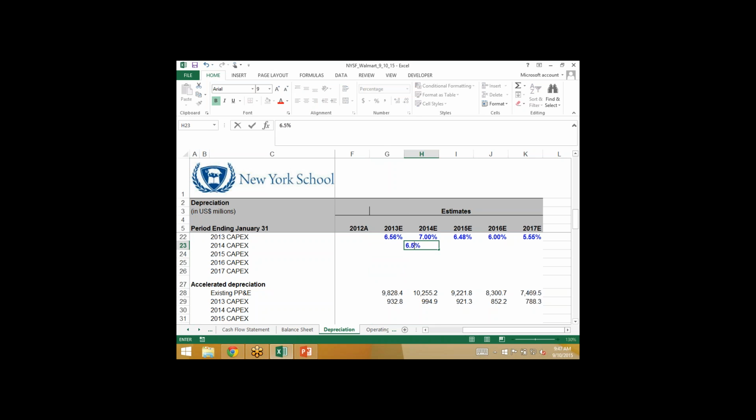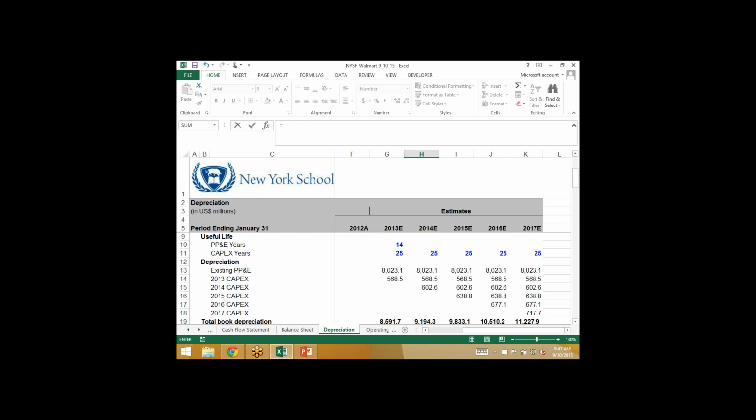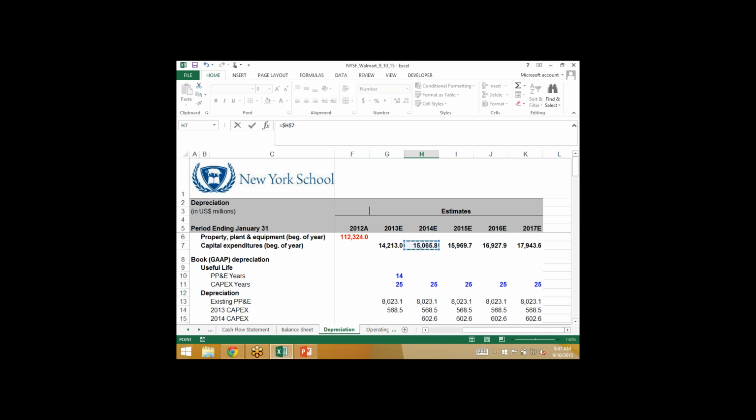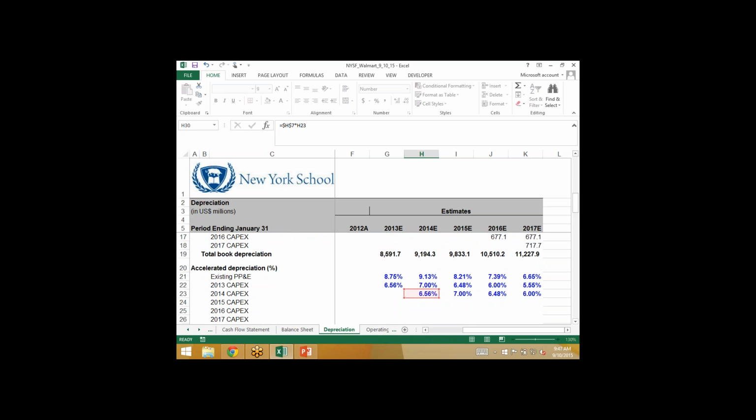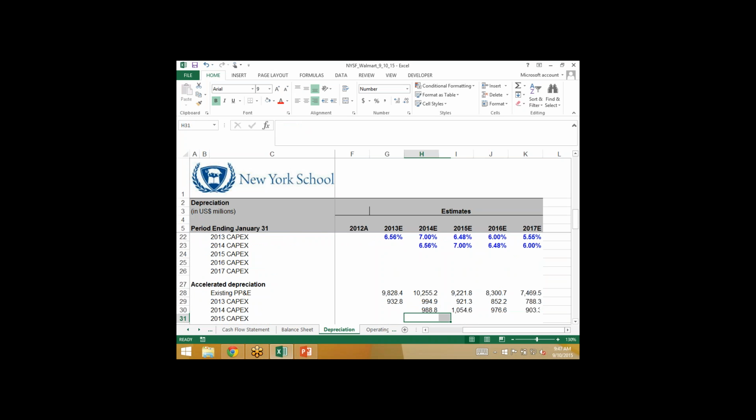So I'm going to do 6.563 in 2014, 7 in 2015, 6.482 in 2016, and 5.996 in 2017. Or you could have just copied the first 4 cells and pasted them over. Right? And so in 2014, it's the 2014 Capex that you can anchor times the 6.56. And you can copy that to the right.